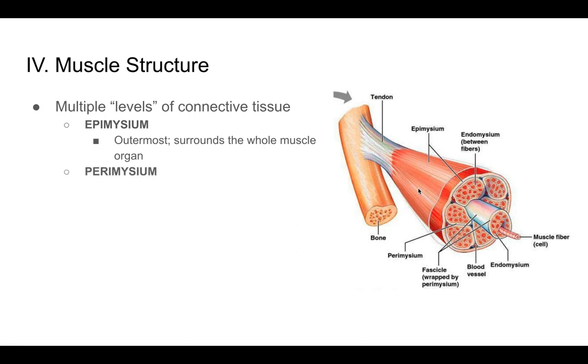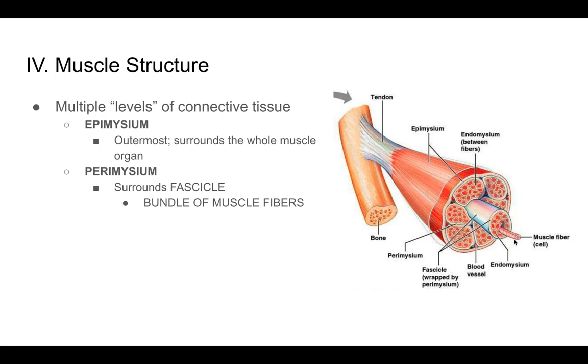Now, if we work our way deeper, we find the perimysium. The perimysium surrounds this bundle called a fascicle. A fascicle is new language, and you should label it in your diagram, as well as labeling the perimysium. A fascicle is just a bundle of even smaller structures called muscle fibers.